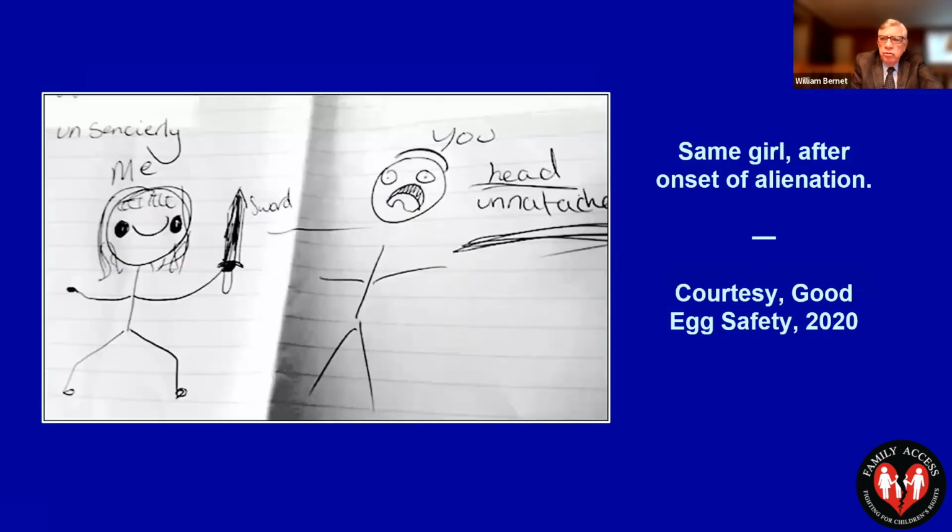And so I got in touch with them, and they gave me permission to use these pictures as an educational little vignette that I can use. So I appreciate that donation from the Good Egg Safety organization. So that's an example of before alienation and now severely alienated.